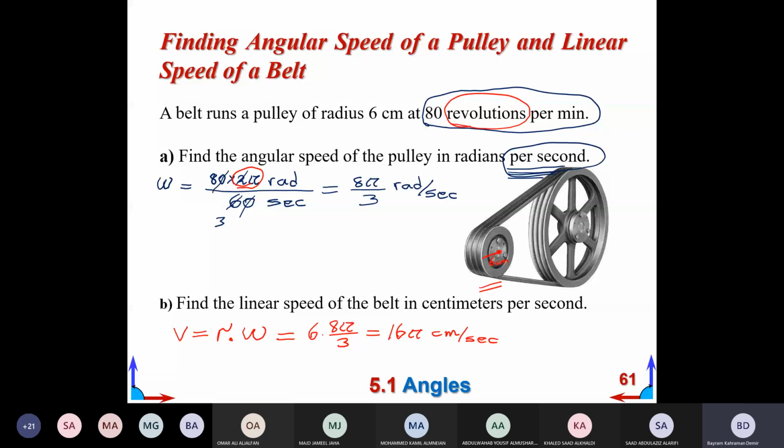We are not using degrees here, Shabab. Forget about degrees. So you just need to multiply 80 times revolution. 80 times revolution is 80 times 2 pi, because you need to find the theta. If you rotate 80 times, you will have 160 pi. That is the theta. So you are dividing the theta by the time. Time is 1 minute, so that means it is 60 seconds.